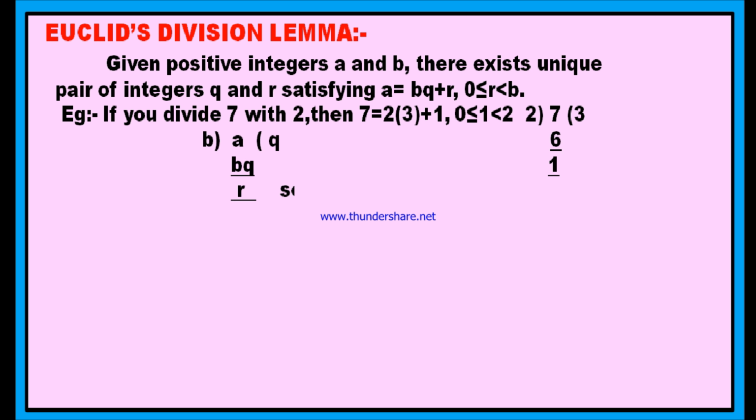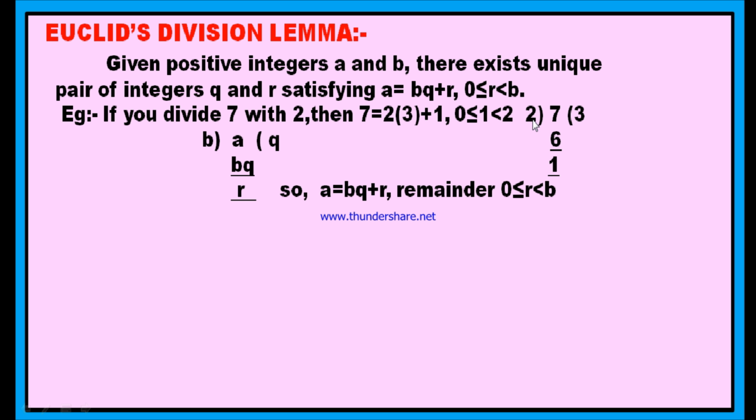You see, look at this division. If you divide 7 with 2, this 2 goes in 7 3 times. 3 twos are 6, and if you subtract 6 from 7, you will get 1. Now 7 is the dividend, and 2 is the divisor, 3 is the quotient, and 1 is the remainder. Good. Now you can write this 7 as the product of 2 and 3 plus the remainder 1.